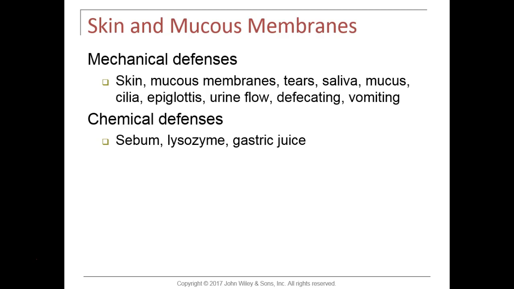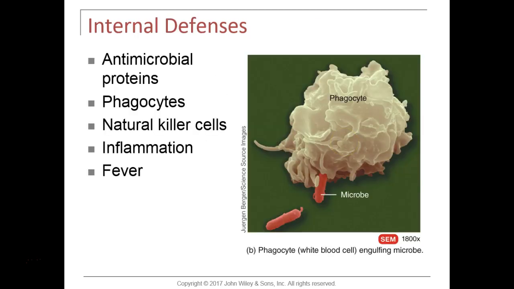So these are our first and second line defenses, which are inherently in our body already. So they are what we call innate defenses, or non-specific resistance mechanisms to disease. Among our internal defenses, we have various types of proteins produced by cells in the body, like white blood cells and other cells, that can destroy microbes. They're called just generically antimicrobial proteins. There are many different types.